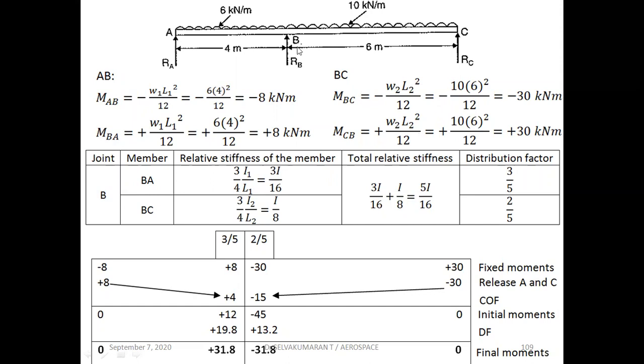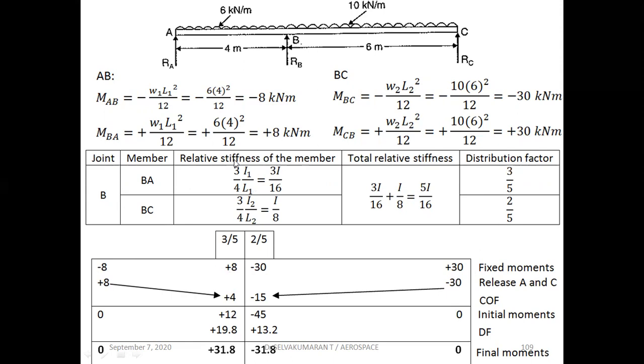W is nothing but the corresponding UDL on the corresponding span, and L is the length of the corresponding span, span 1, span 2. Substitute the UDL and length, and you will get the respective fixed end moment values. So enter these values in the tabular column: minus 8, plus 8 for span AB, and minus 30, plus 30 for span BC.